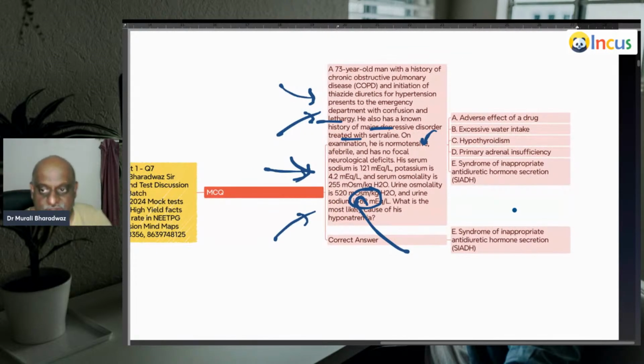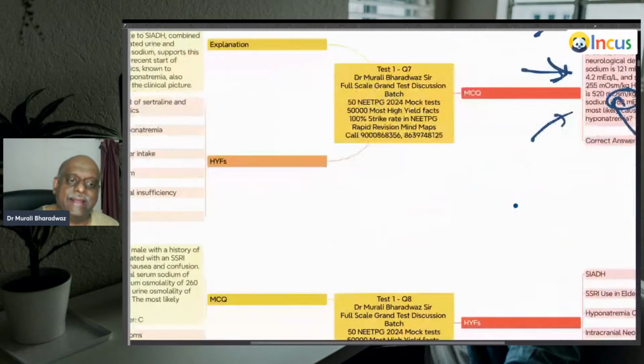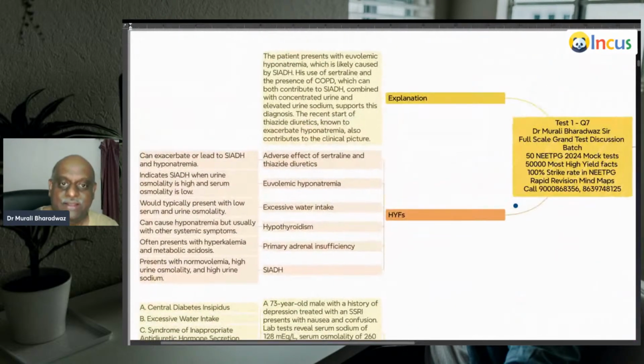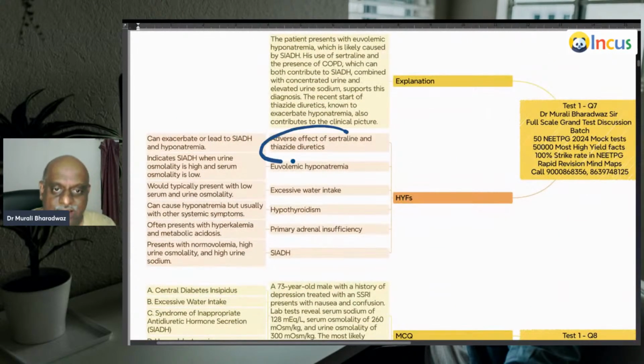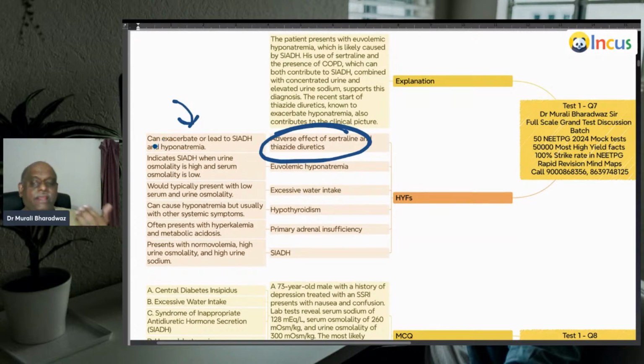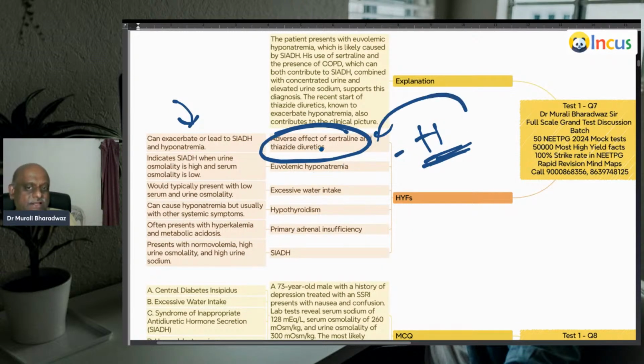Yesterday also we discussed SIADH. So sertraline and thiazide diuretics can exacerbate or lead to SIADH and hyponatremia. Every day I see 60 to 70 elderly people. Telma, thiazide diuretic we often use. Sertraline we give. SSRIs, they all lead to hyponatremia.